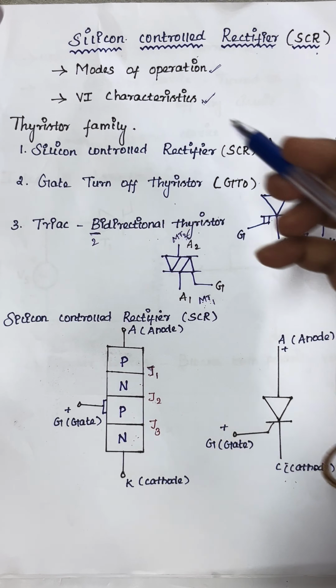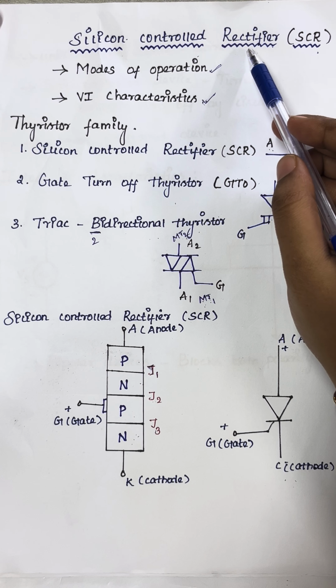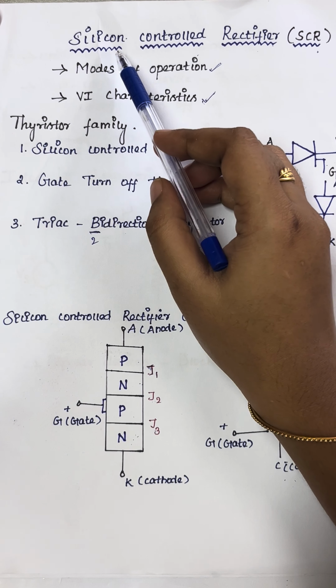Today's topic is the silicon controlled rectifier. It is a type of semiconducting device. As the name represents, silicon is a type of semiconductor. The silicon controlled rectifier is commonly called the SCR. In this session, we are going to discuss the modes of operation of SCR and the VI characteristics of SCR.